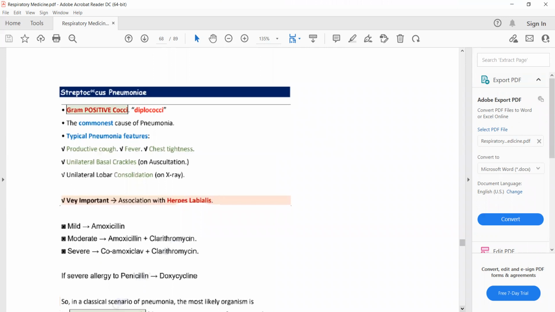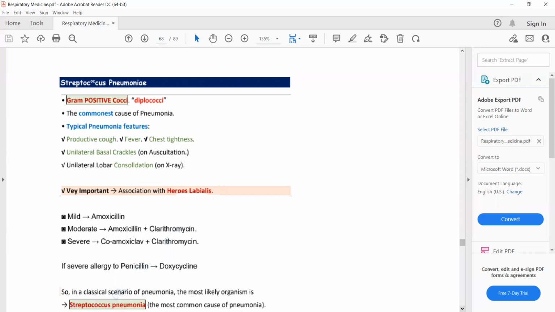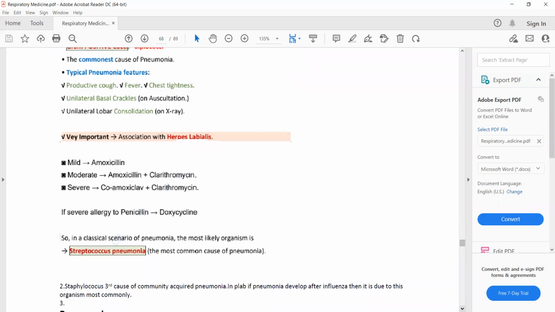The hints for Streptococcus pneumonia are herpes labialis, and it causes typical pneumonia, that is productive cough, fever, and lobar consolidation on X-ray. And also it is a diplococcus. So gram staining will reveal diplococci or gram positive cocci.